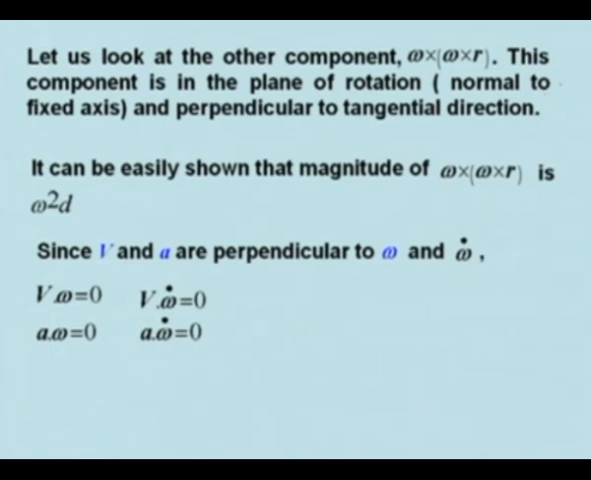Now since V and A are perpendicular to omega and omega dot, therefore V dot omega is equal to 0. Why? Because tangential velocity is always perpendicular to the direction of omega, so V dot omega is equal to 0. Similarly V dot omega dot is also 0. The dot product of tangential velocity and angular acceleration is 0.